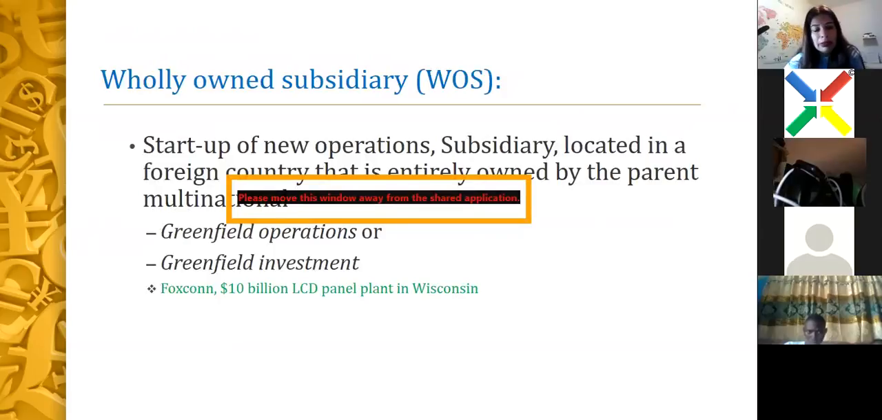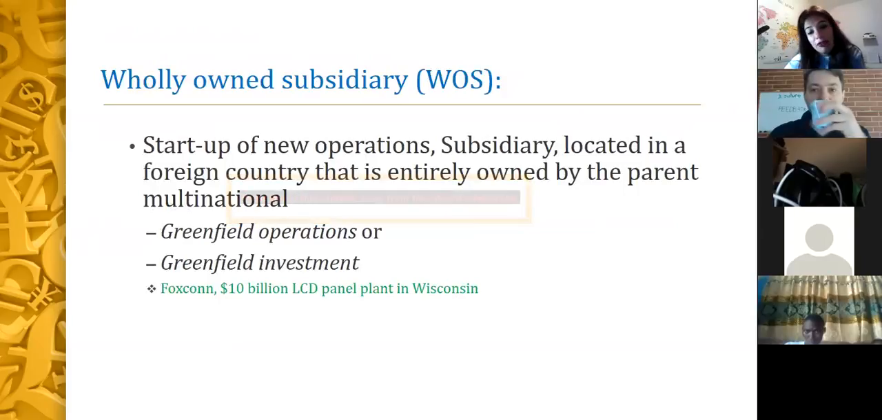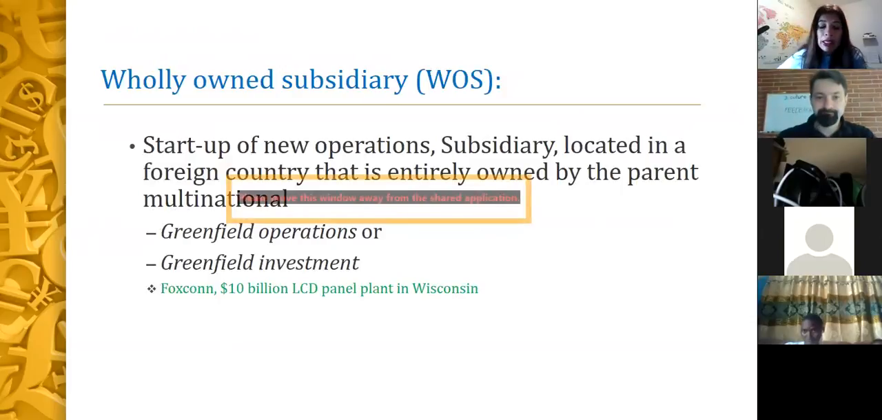For example, this year, Foxconn has made an announcement that they will be entering into the US by setting up a subsidiary in Wisconsin to manufacture LCD panel plants, and would be investing $10 billion in that plant.